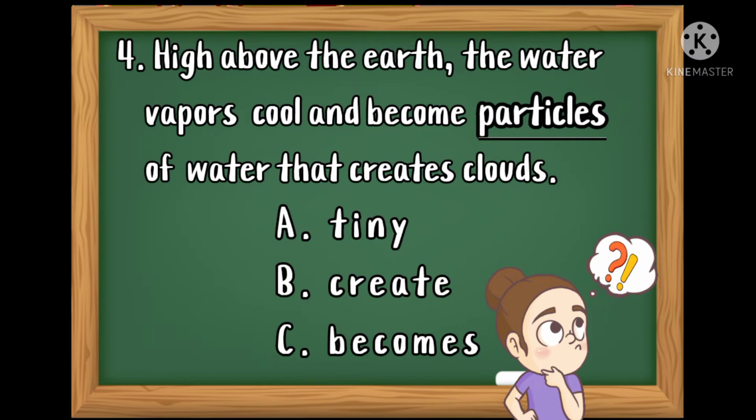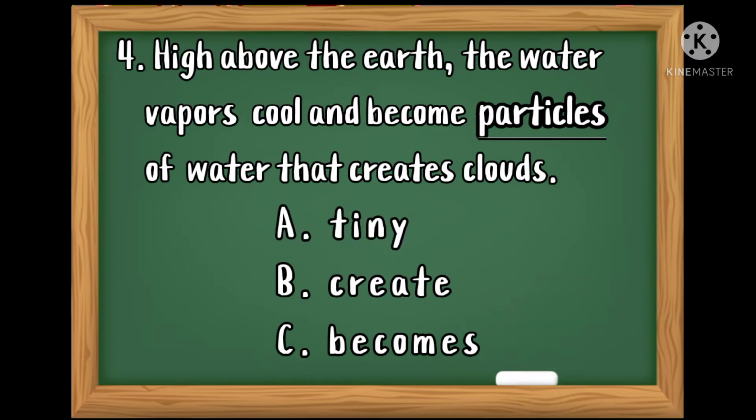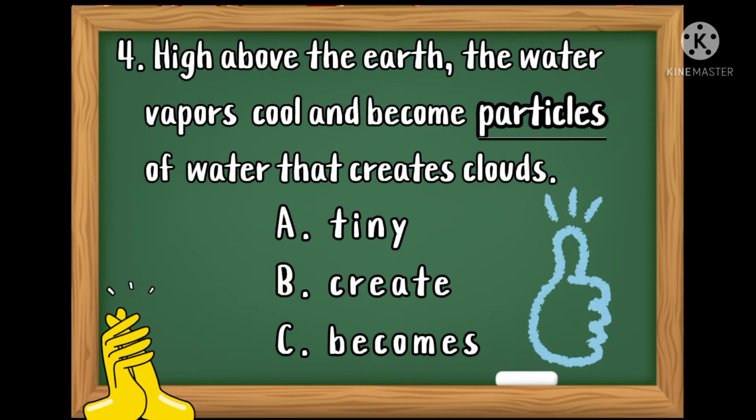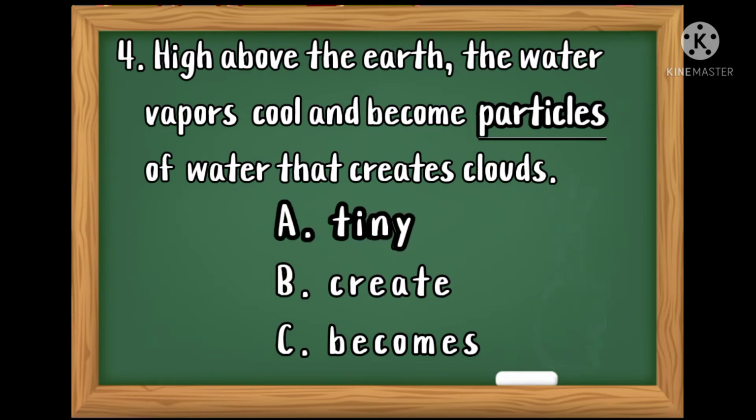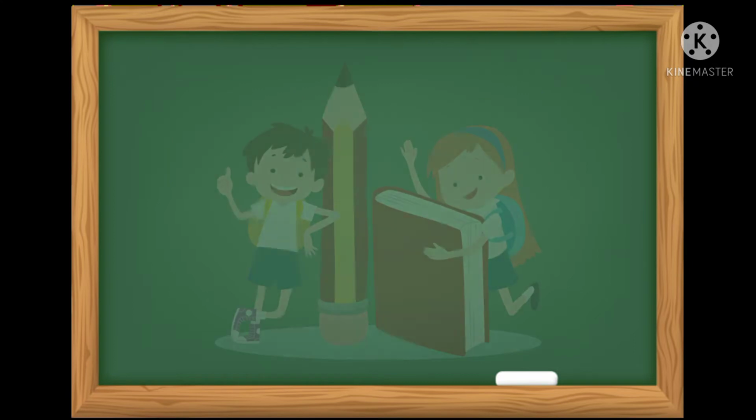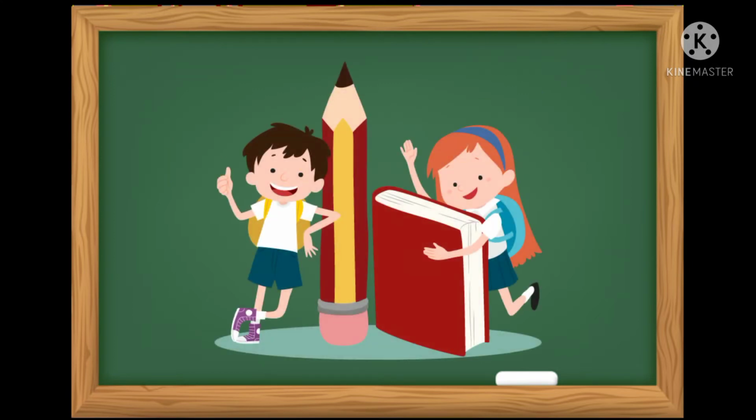The underlined word is particles. What's the answer? The answer is letter A, tiny. Did you get it? Awesome! Meaning is also given definition. Now, let's continue to number 5.